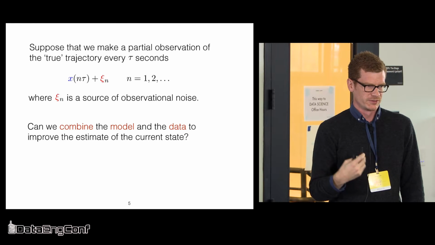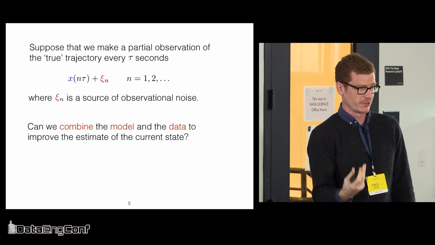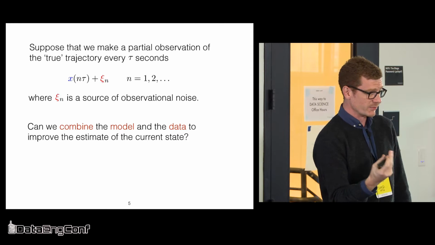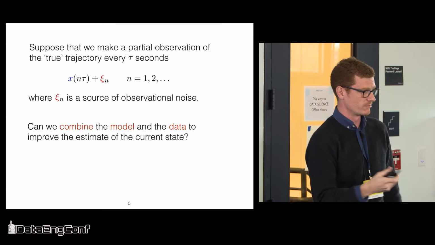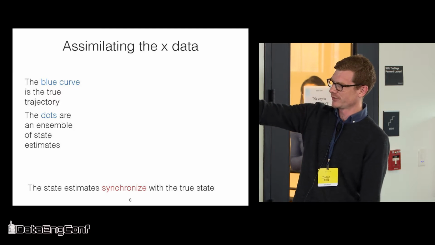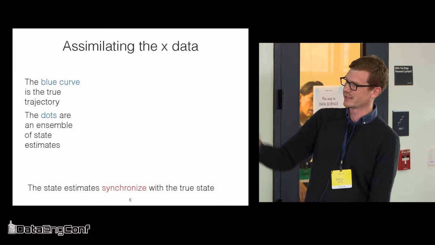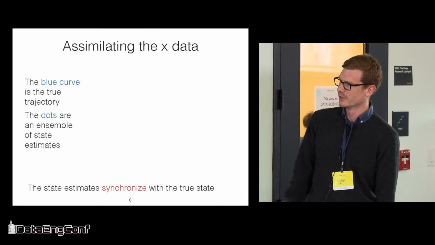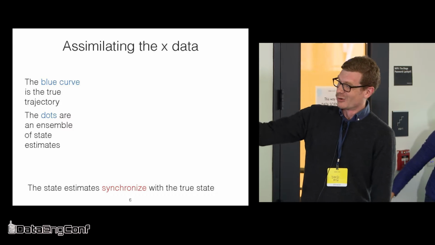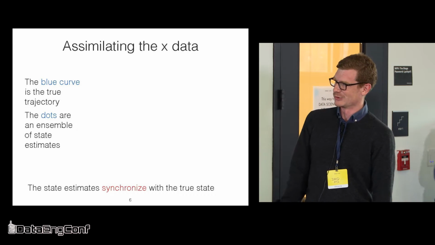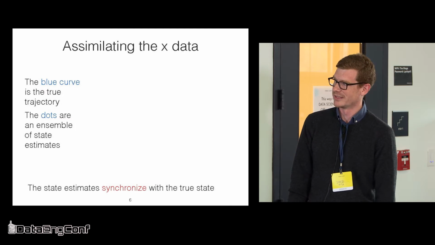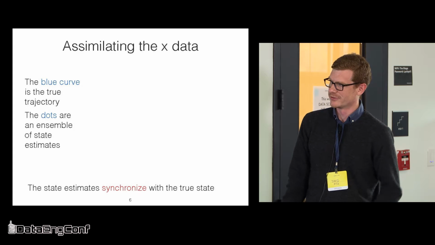So can we take those 10 ideas that are evolving in time, the ensemble of different predictions that we had, and blend them with the data in such a way that they make the prediction better? So what we're doing here, each one of these dots is one of my predictions. Every tau seconds, I'm assimilating a new data point. The blue curve is the true thing that's producing the data. What happens over time is that the dots all converge to each other, and eventually they converge to the right thing and stay there forever. So this is called data assimilation.